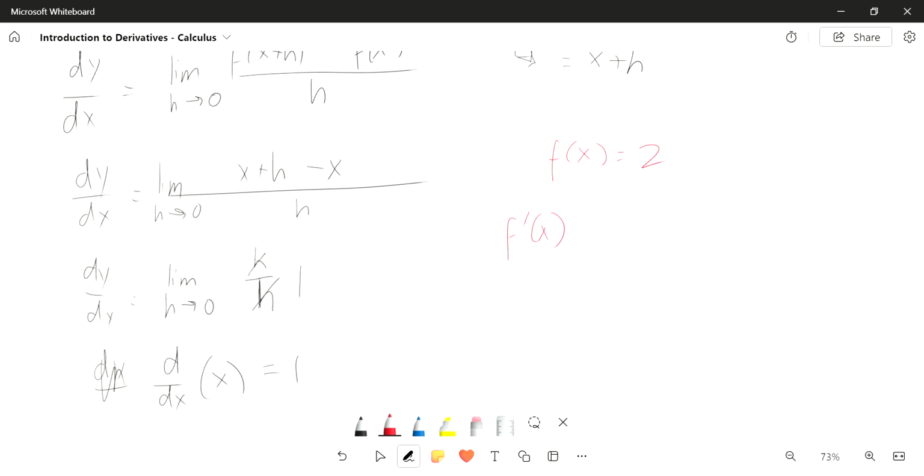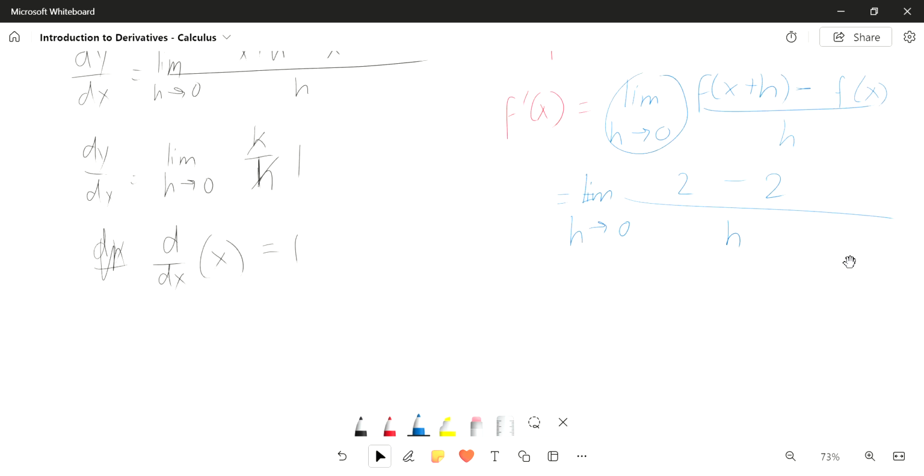So f prime of x, we'll use that instead, is equal to the limit of f of x plus h minus f of x all over h as h approaches 0. And since there's no x in this function, you can't really replace x with x plus h. So f of x plus h in this case would still be 2. And then f of x is also 2. And don't forget to copy the limit as h approaches 0 on each step, because you still haven't evaluated the limit yet. So you have the limit of 0 over h as h approaches 0.